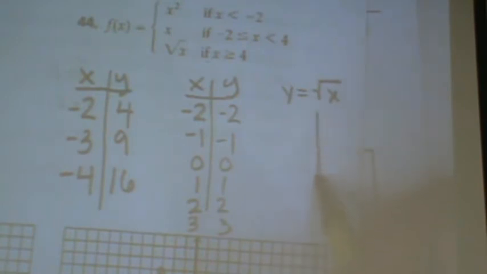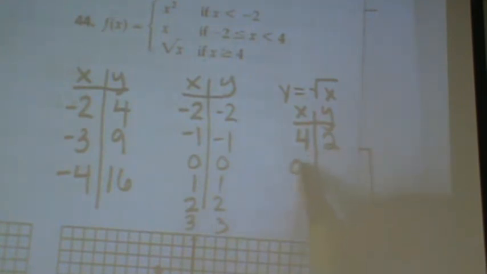And then the last one, you've got y equals the square root of x. But for this T-chart, I only want numbers that are 4 and bigger. Can we take the square root of 4? Yes, the square root of 4 is 2. What's the next number we could take the square root of is 9. And that would be 3. And the next number would be 16, and that would be 4.